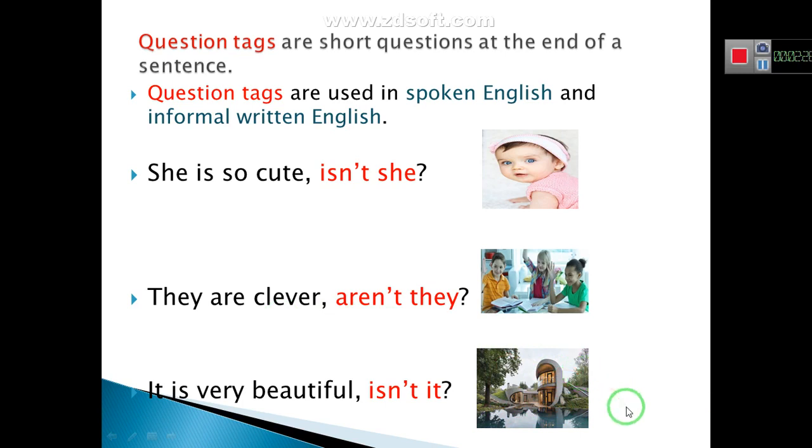Note that the question tags are all different. Why? Because the question tag depends on the form of the sentence. So, this sentence gives us this question tag. Okay, guys, let's go.